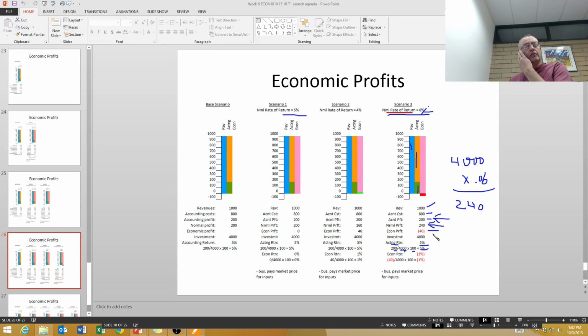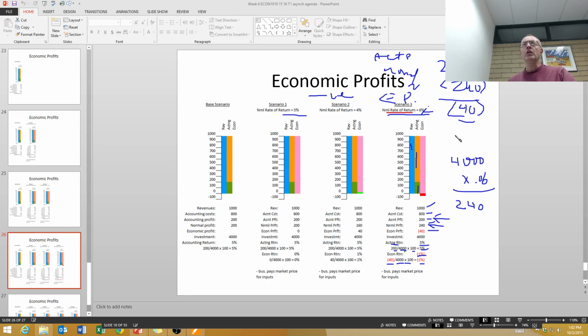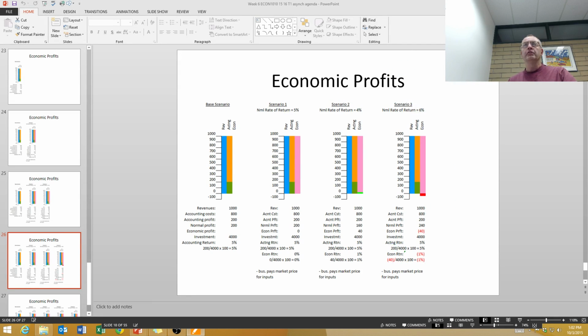The economic return equals the accounting profit minus the normal return. So $200 is the accounting profit, minus normal return of $240, leaves us with a negative economic profit, which is an economic loss of $40. And so this business is suffering an economic loss of 1%, which is $40 loss divided by the $4,000 investment times 100 is 1%. Okay, so I have one final example, and then we'll finish off this first section.